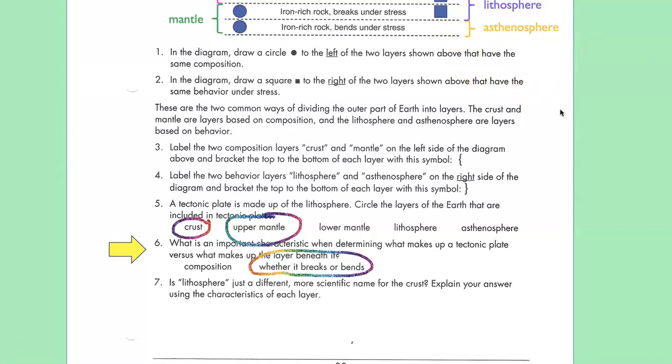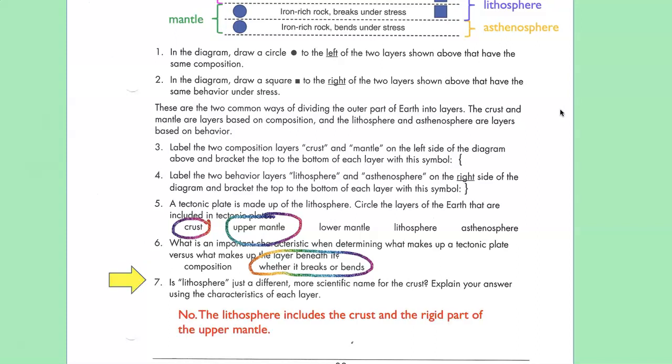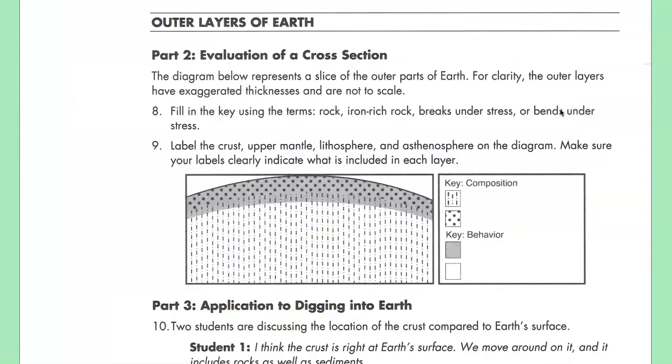Is lithosphere just a more scientific name for the crust? No. Lithosphere includes the crust and the rigid part of the uppermost mantle. They're not the same thing. The lithosphere includes the crust. Next page. It says fill the key using the terms rock, iron-rich rock, breaks under stress, or bends under stress.